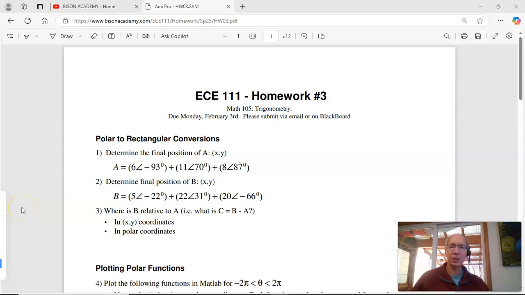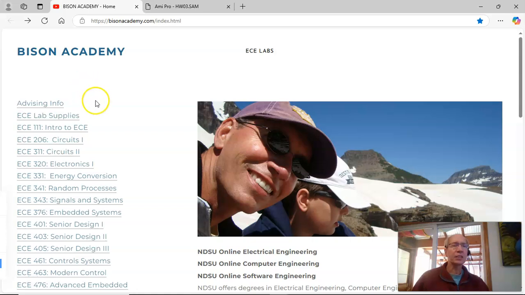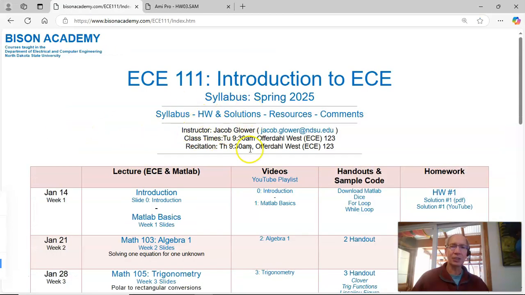Here's a quick description of homework set number 3 for ECE 111. Now the homework problems change every semester, but they'll be kind of similar. To get to this, again go to Bison Academy, the semi-official website for the ECE department at NDSU. Under 111 takes you to the syllabus.